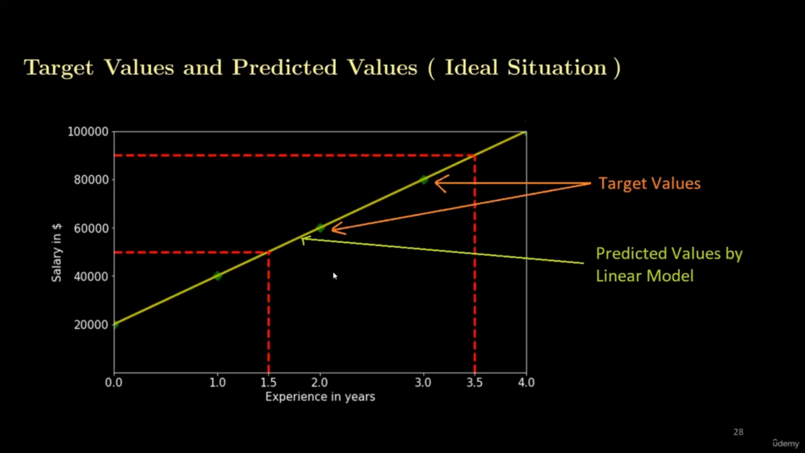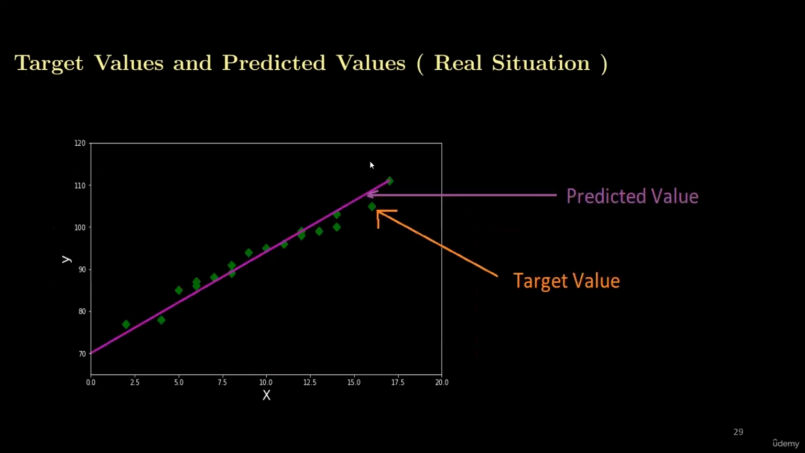Hi everyone, welcome to this lecture. So in the previous lecture, we learned about the target values and the predicted values. We learned that when target values and predicted values are the same, then there is no error, and that situation is called an ideal situation. But in a real situation, there is always an error. There are target values and predicted values for some or many samples which are different from each other. In that case, we need to calculate the value of error.